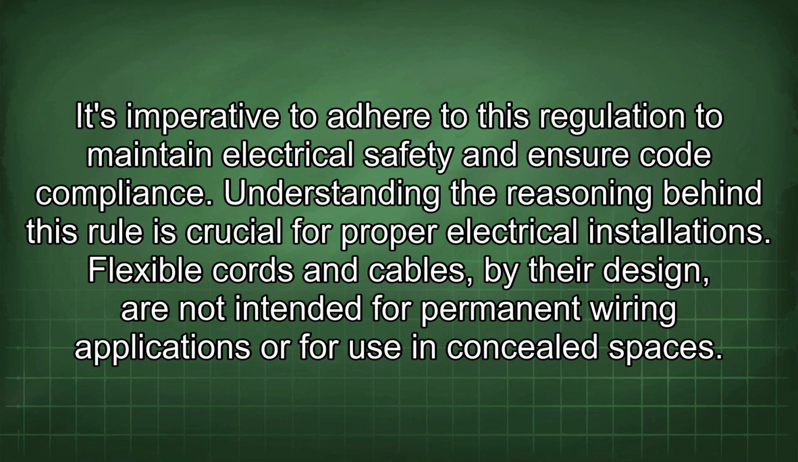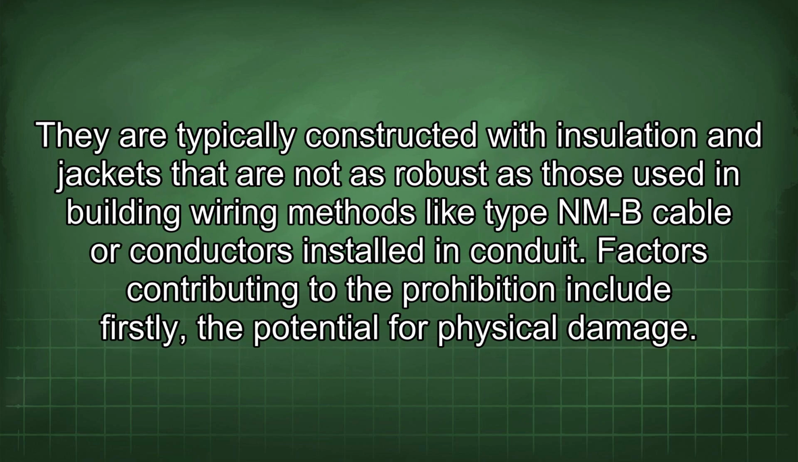Understanding the reasoning behind this rule is crucial for proper electrical installations. Flexible cords and cables, by their design, are not intended for permanent wiring applications or for use in concealed spaces. They are typically constructed with insulation and jackets that are not as robust as those used in building wiring methods like Type NMB cable or conductors installed in conduit.